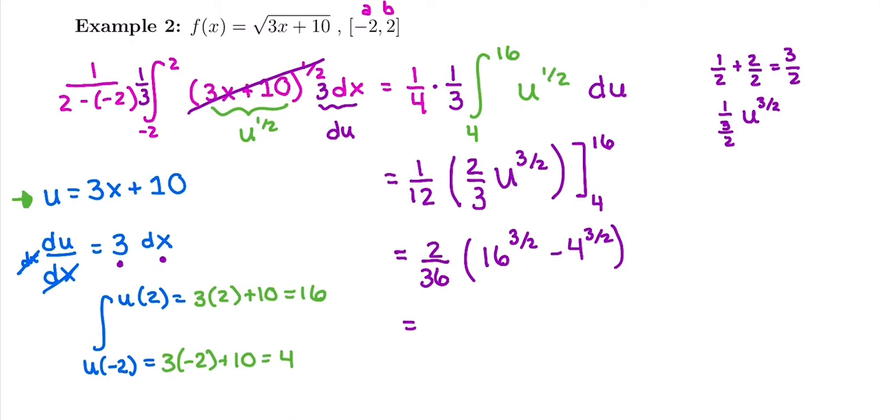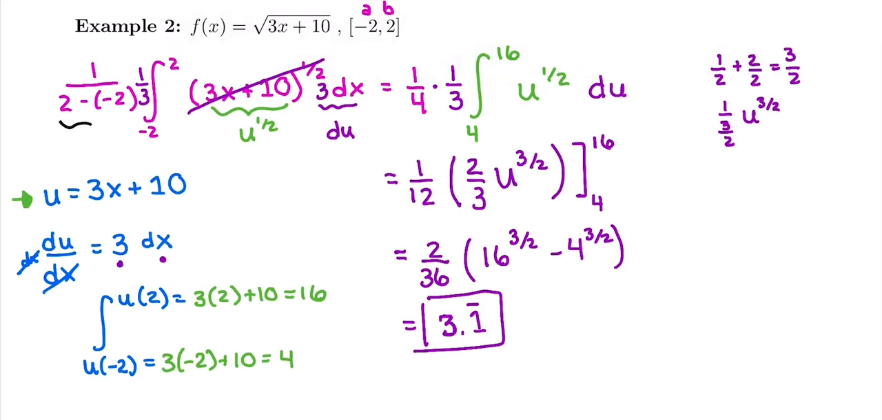And so we are going to get 3.1 repeating. Just using our calculator. You could also leave that as a fraction if you would like. It doesn't matter. So what we want to remember here is that we already applied the average value formula.